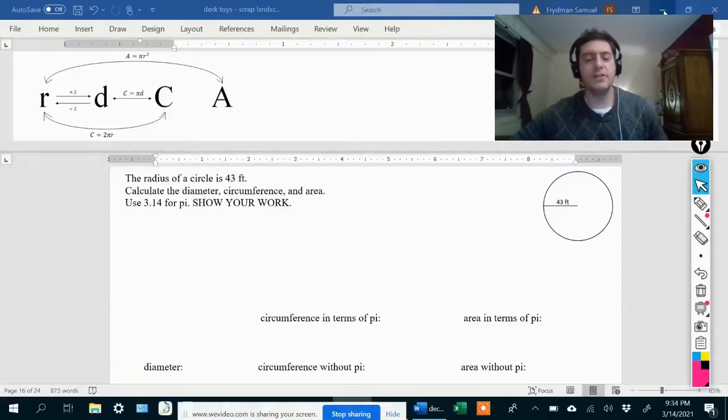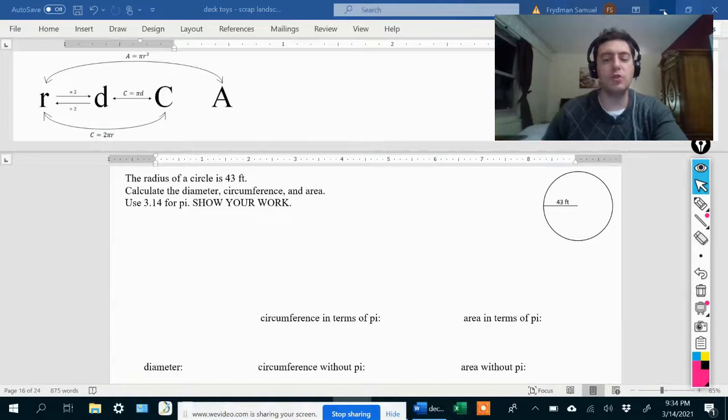Hi everybody. In this video, we're going to talk about how to calculate the diameter, circumference, and area of a circle if we already know what the radius is. So take a look at this problem here. The radius of a circle is 43 feet.